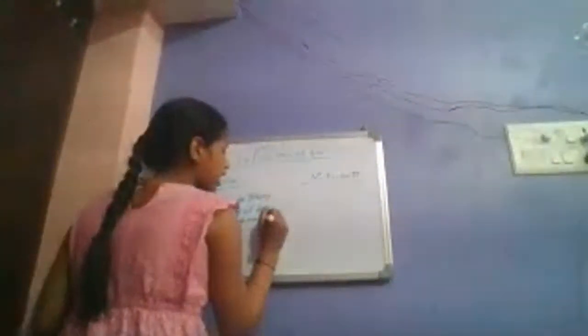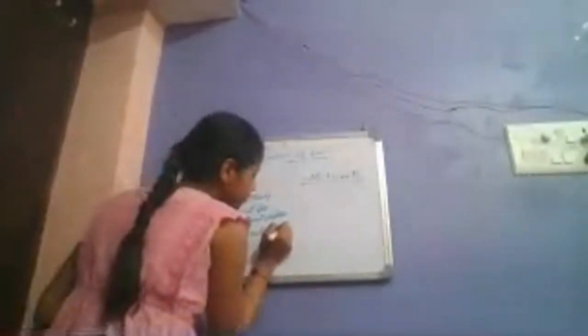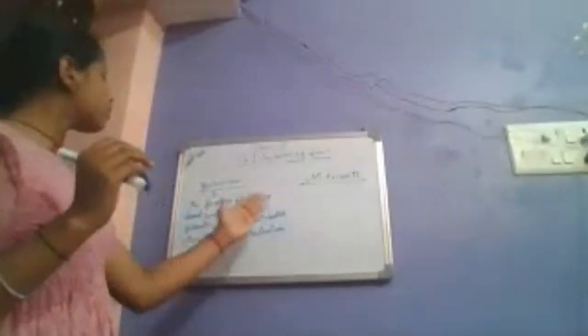So nutrition is the process of taking food and using it for growth, development, health, etc. is known as nutrition. So is this thing clear over here? So the definition of nutrition is that the process of taking food and using it for growth, development, health, etc. is known as nutrition. Okay, now over here we are going to see the definition of nutrients.